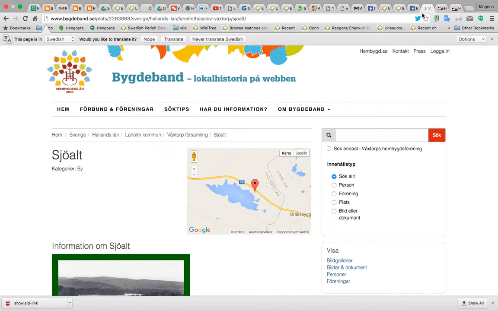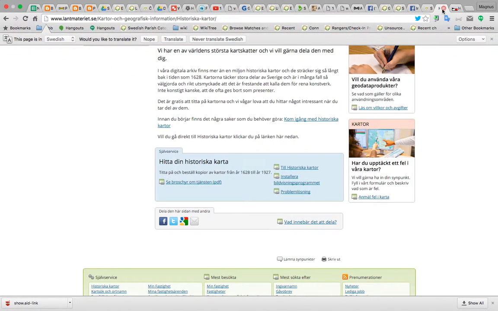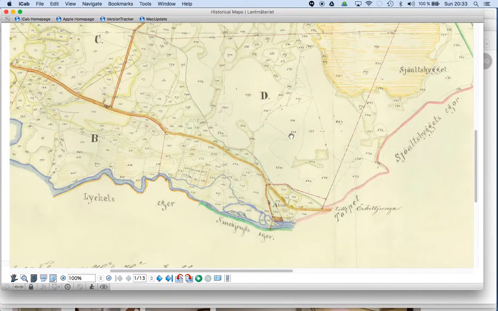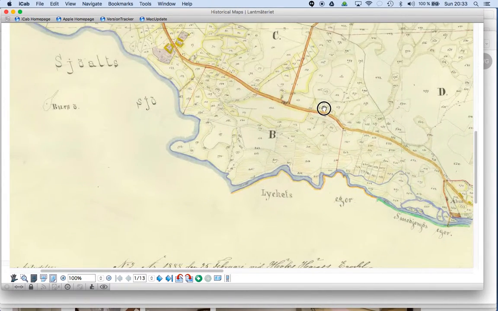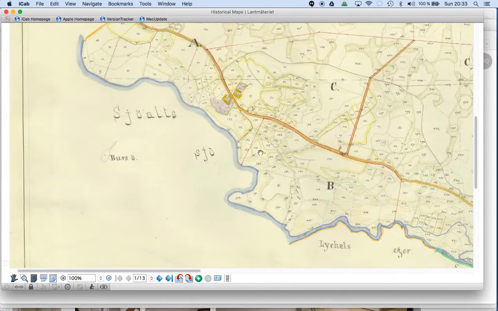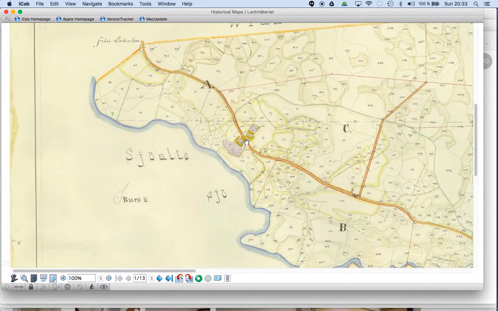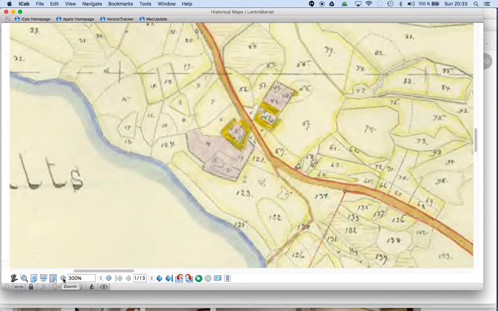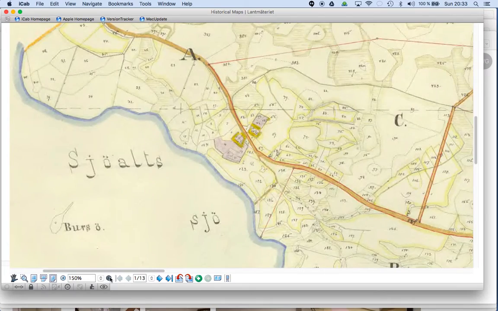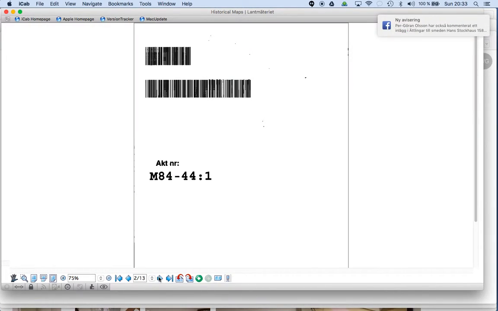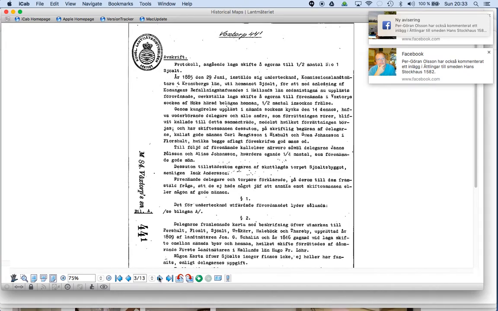Drakabygden, Fasalt. Where is it? There it is. Here is the big sea, and here ends the sea. So we think that he lives in this area. And what you can do is contact this local society. That's also cool. So here we have maybe houses. And if we look further, it's 13 pages in this document. And here, this is easy reading.